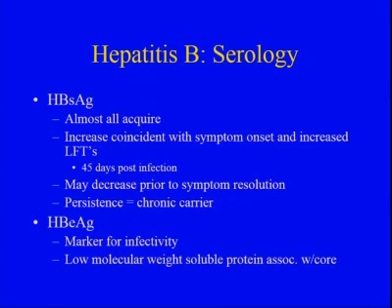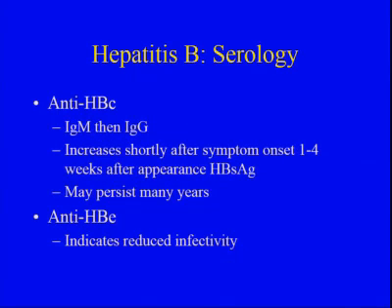Hepatitis B surface antigen, almost everybody gets this who has infection. It goes up coincident with an increase in your liver function tests. If this remains positive, no matter what else happens, you are a chronic carrier by definition. The E antigen, remember lowercase e, is a marker of how contagious you are. E antigen positive, more contagious. E antibody positive, less contagious.